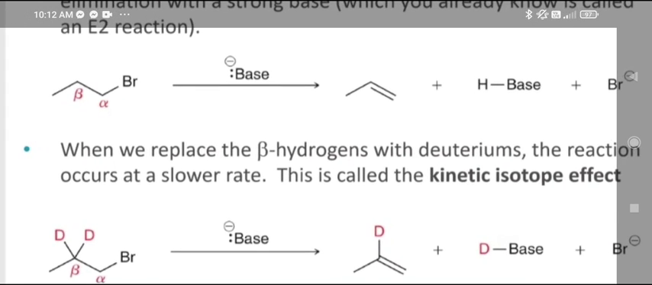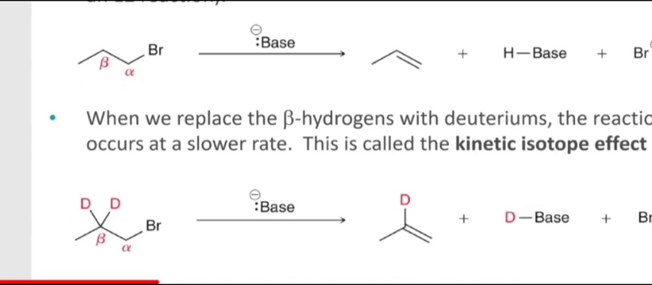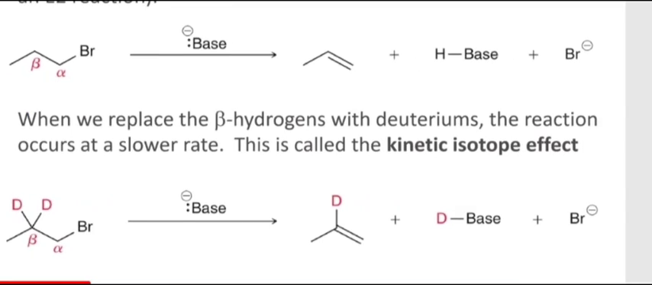So when we replace the beta hydrogen with deuterium, the reaction occurs at a slower rate, and this is called the kinetic isotope effect. So here we can replace the hydrogen atom with deuterium. So we can get an alkene with deuterium plus a deuterated base plus Br minus.